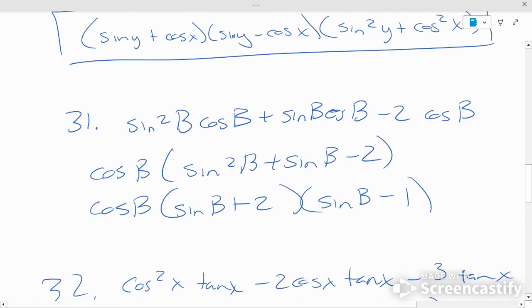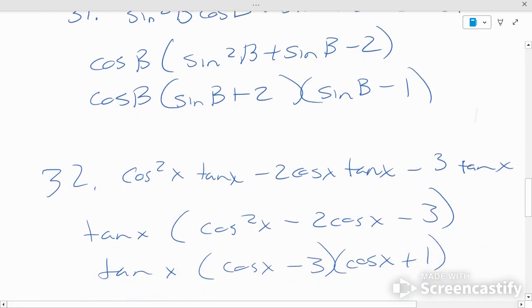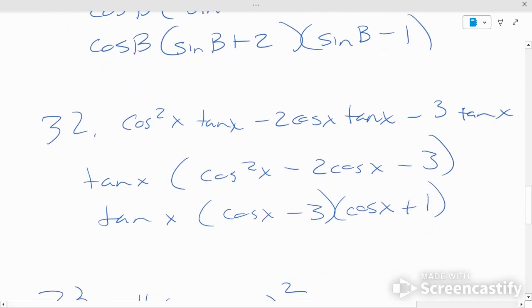Number 31, you have to factor out a cosine out of everything because there's a cosine in everything to get sine squared plus sine b minus 2. And so it factors into cosine of b times sine of b plus 2 times sine of b minus 1. Number 32, there's a tangent in everything, so we take out a tangent, and we factor it into tangent of x times cosine of x minus 3 times cosine of x plus 1.